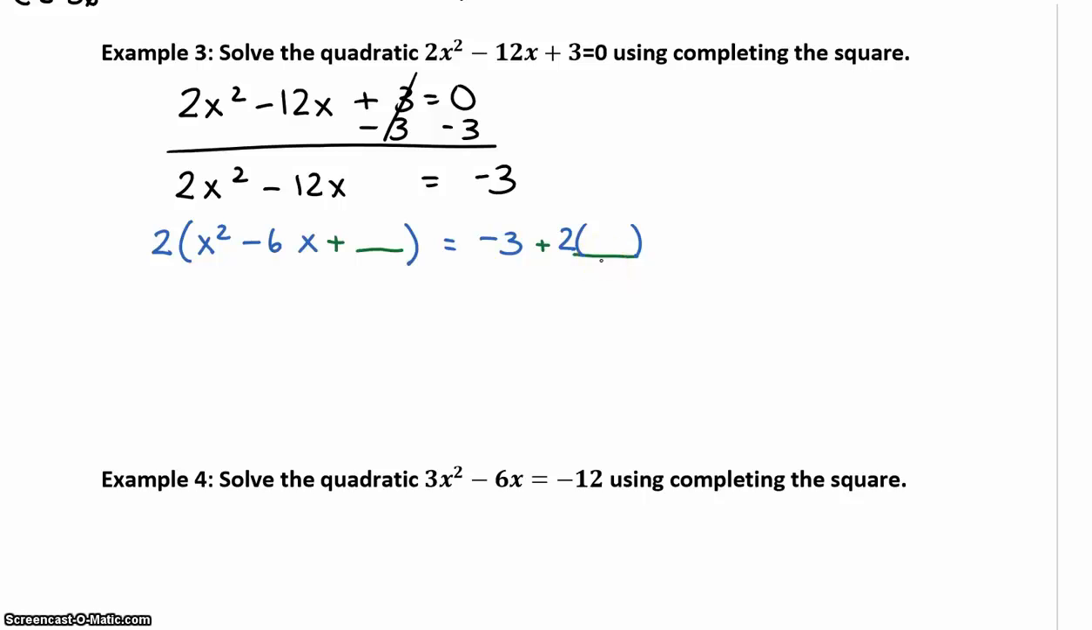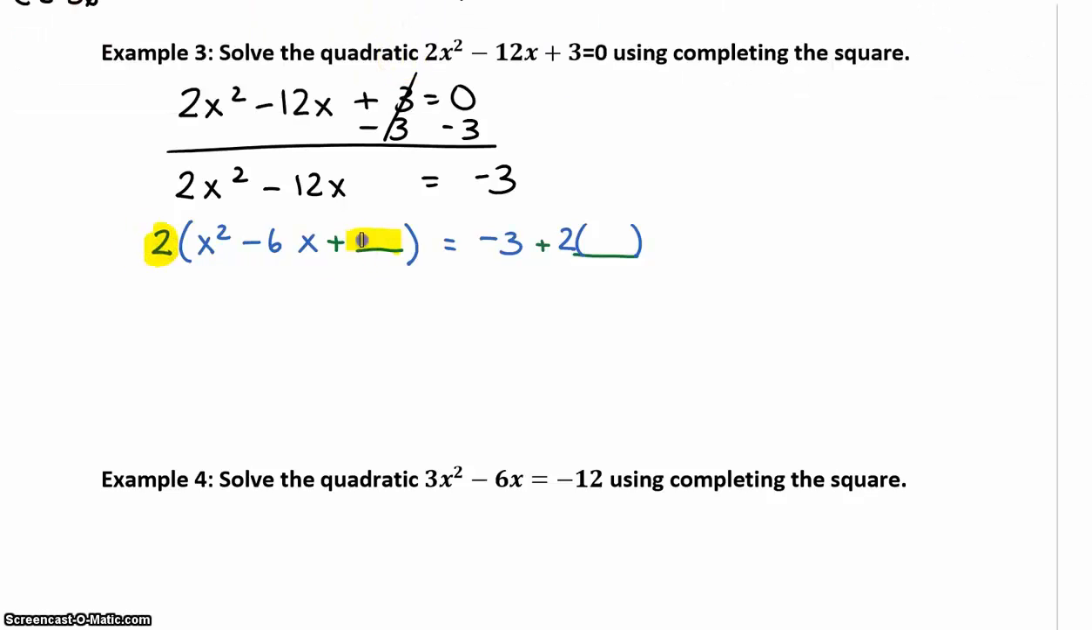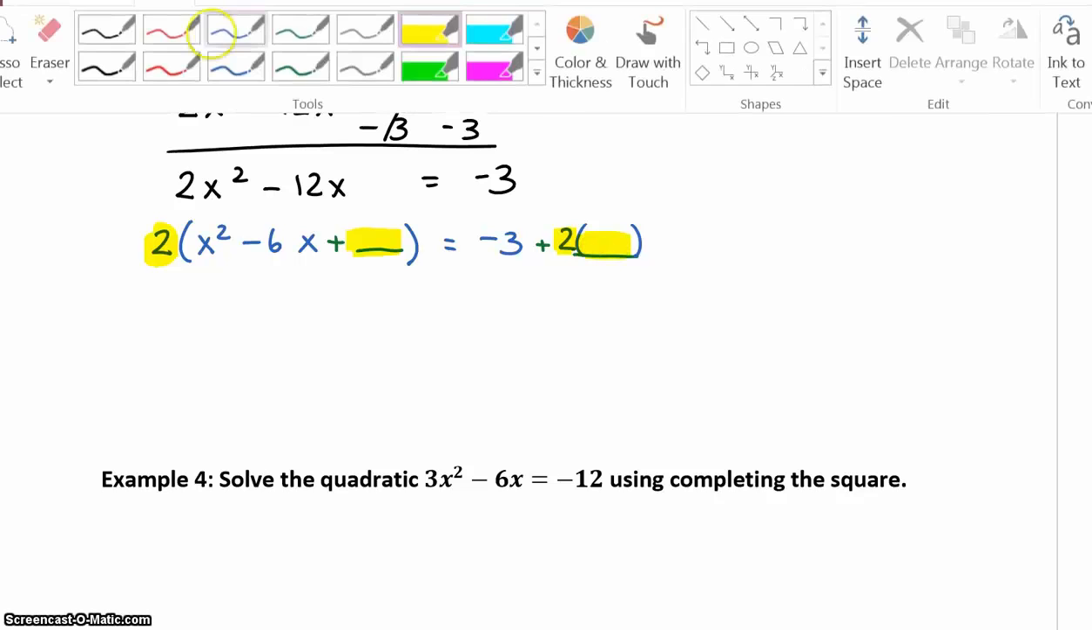So just to keep it balanced, do you notice that? Let's do that one more time. I just want to show you. So 2 times blank, 2 times blank. Therefore, it's pretty fair. All right. Everything else is the same.